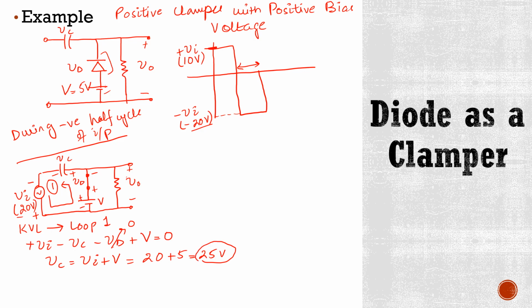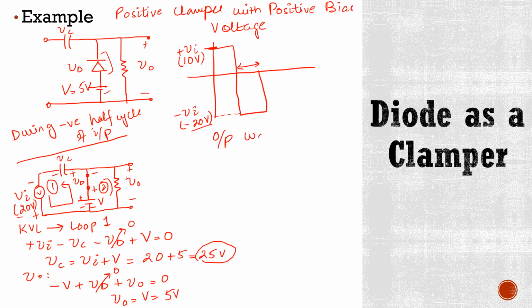Okay. Now what about V0? For V0, we look at this loop 2 and apply KVL here. So now in this case, we also have V and we start from this point. So our equation is minus V plus Vd plus V naught is equal to 0. And in case of ideal diode, this Vd is 0. So now here output voltage is V and V is 5. So it is 5 volts. Okay.